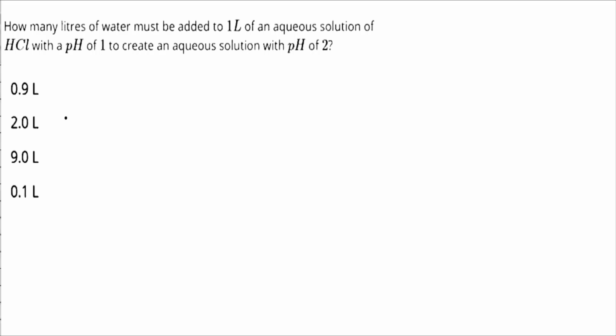Yes, and we have to analyze which of them is the correct one. So what we have to find out is the volume in liters which will be added to 1 liter of an aqueous solution. That means we have been given an initial volume. Let me take the initial volume to be V1, and that is 1 liter. V2, which is X liters, needs to be found out, of an aqueous solution of HCl with a pH of 1.